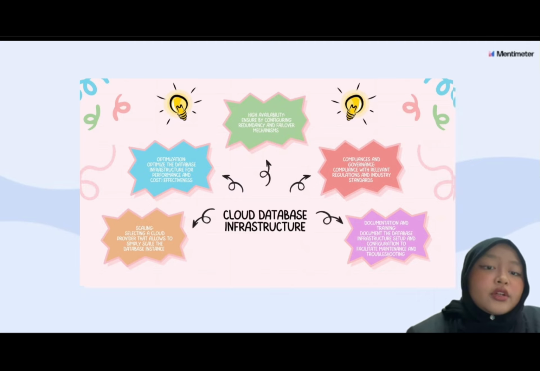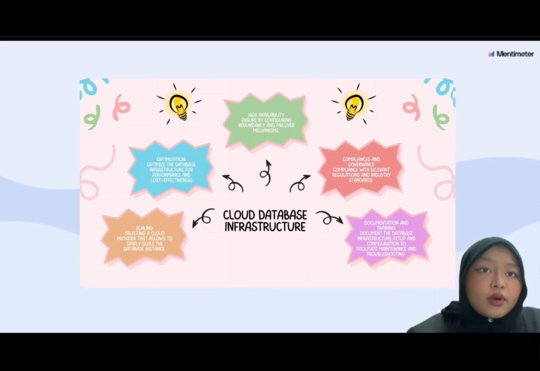Number 3 is configure security. Set up security measures such as firewalls, access control, and encryption to protect your database instance from unauthorized access. Number 4 is backup and disaster recovery, which implements strategies to ensure data integrity and availability. Most cloud providers offer automated backup solutions, but you should also consider additional measures such as replication and failover.